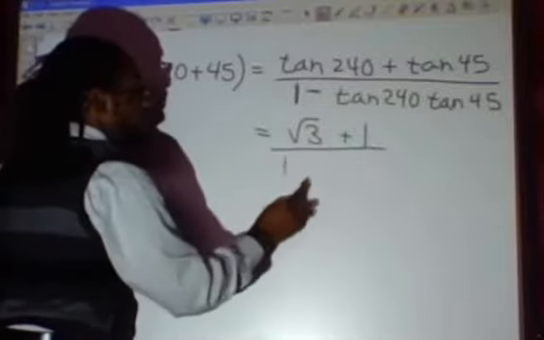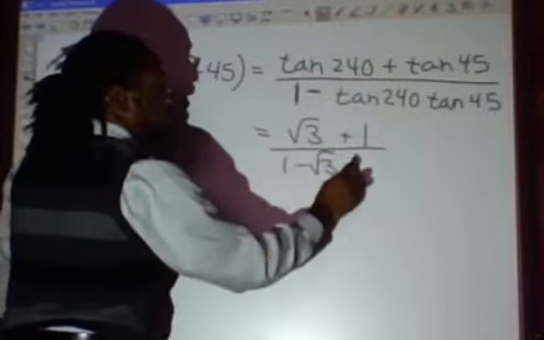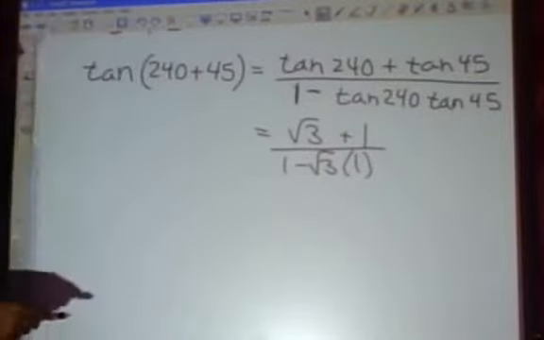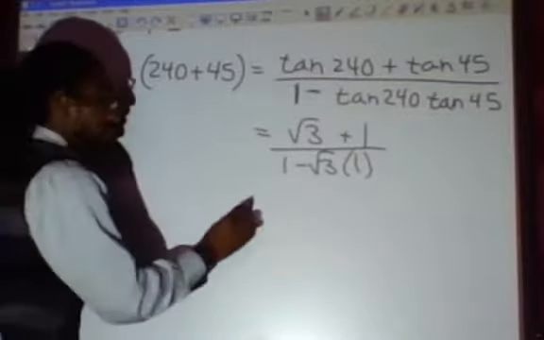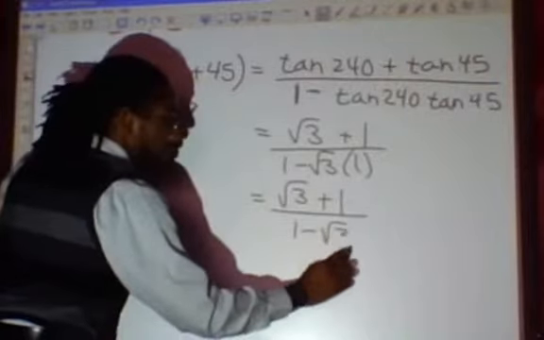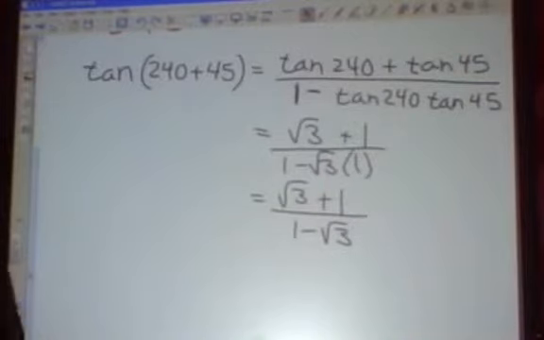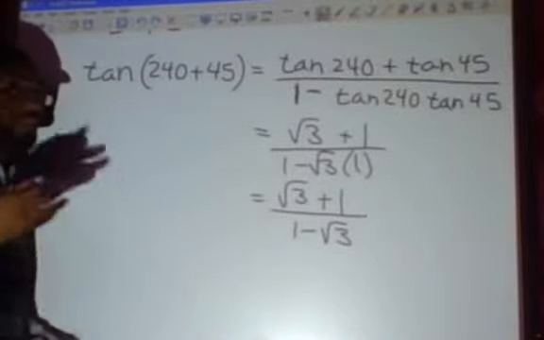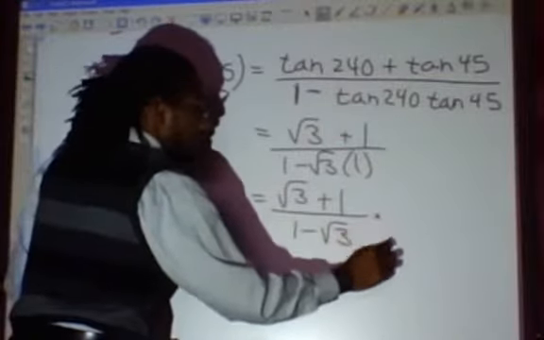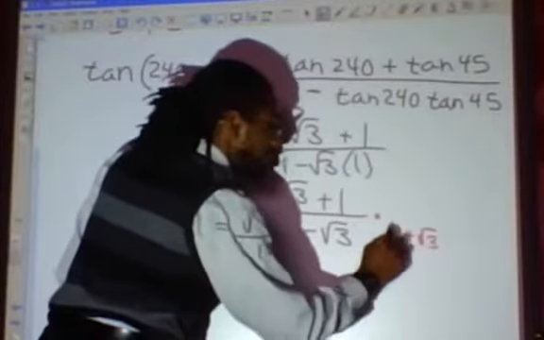Then we have 1 on the bottom here, minus, and we have square root of 3 for the tan 240, and a 1 for 45 degrees. So we simplify this down, that's square root of 3 plus 1 over 1 minus square root of 3. But then we run into a dilemma here because we can't have a radical in the denominator. So we have to multiply by something to get rid of that radical in the denominator. And as some of you said in class today, we multiply by the conjugate. Actually, Christian Bell made the comment and said it. So good job, Christian. You got that one.